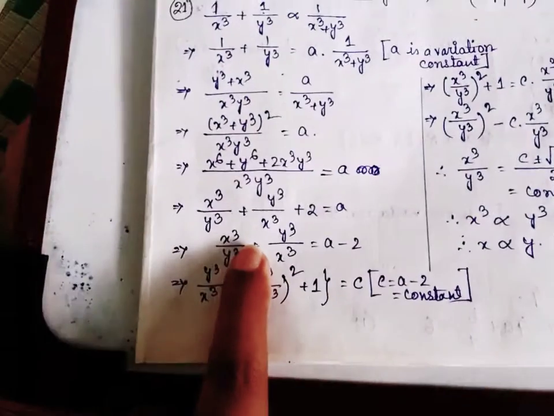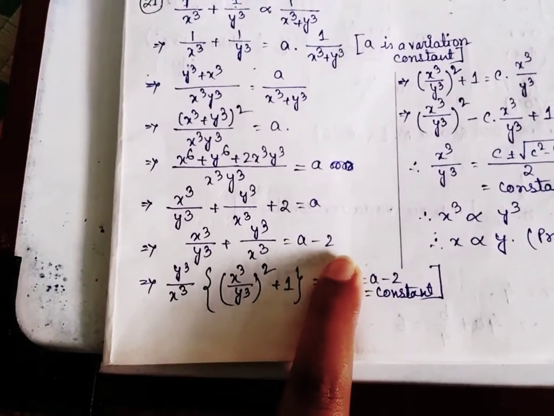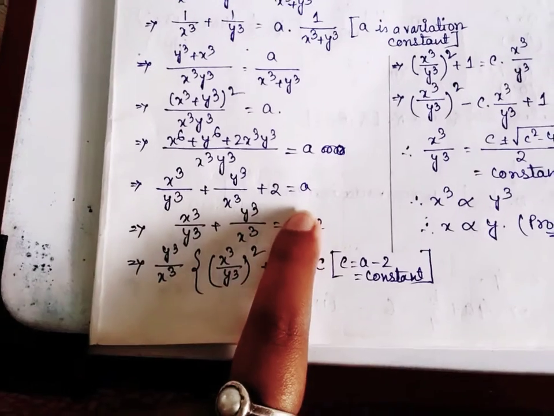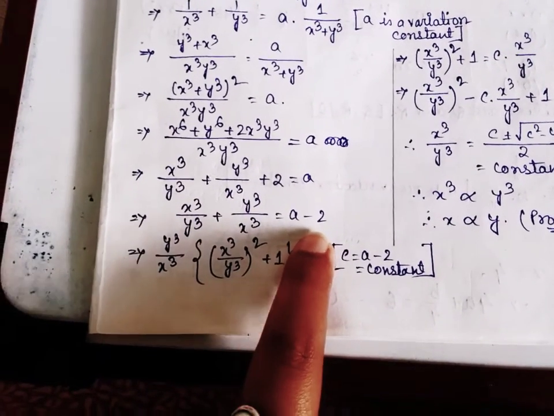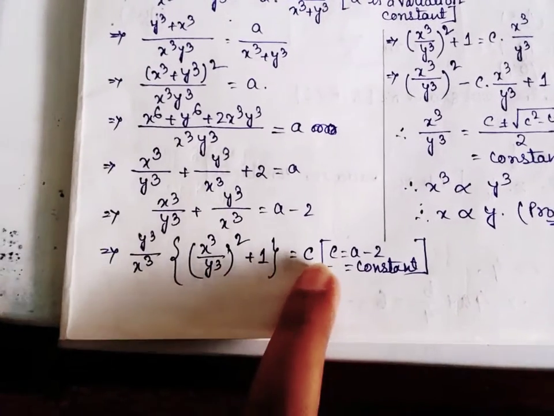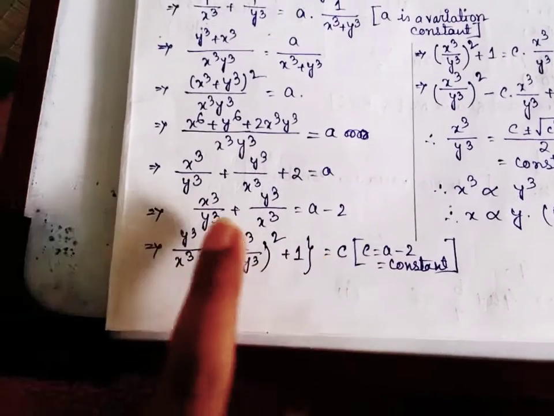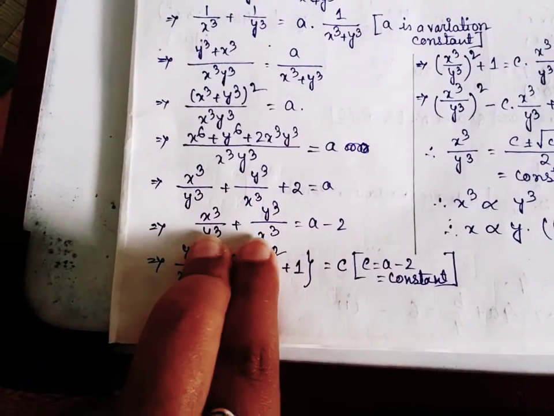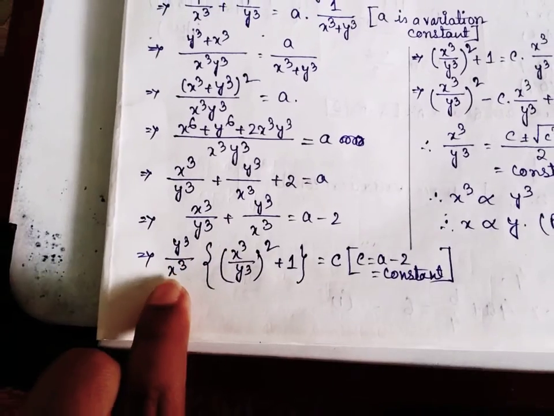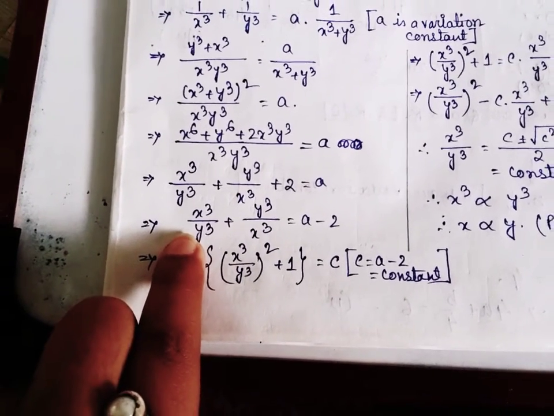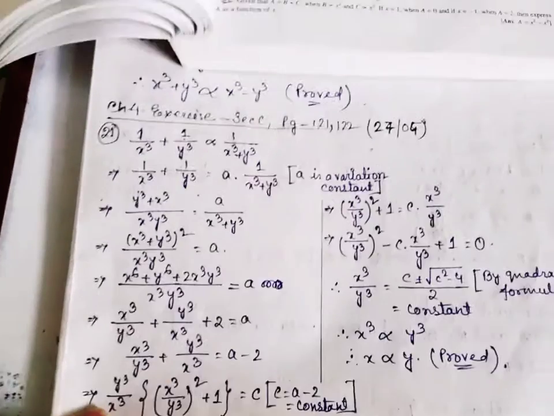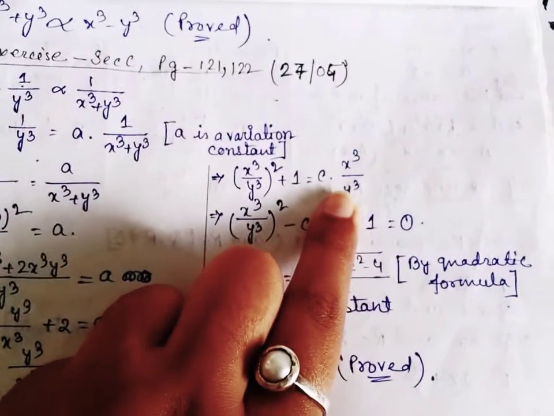Then take 2, place 2 on the right hand side of the equal. Since a is a variation constant and 2 is also a constant, a minus 2 also gives us a constant value. We take it as c. Now we take common y cube by x cube from these two terms. If we take y cube by x cube common, then this value should be the square and this will be plus 1. Then we put this value into the right hand side of the equal.